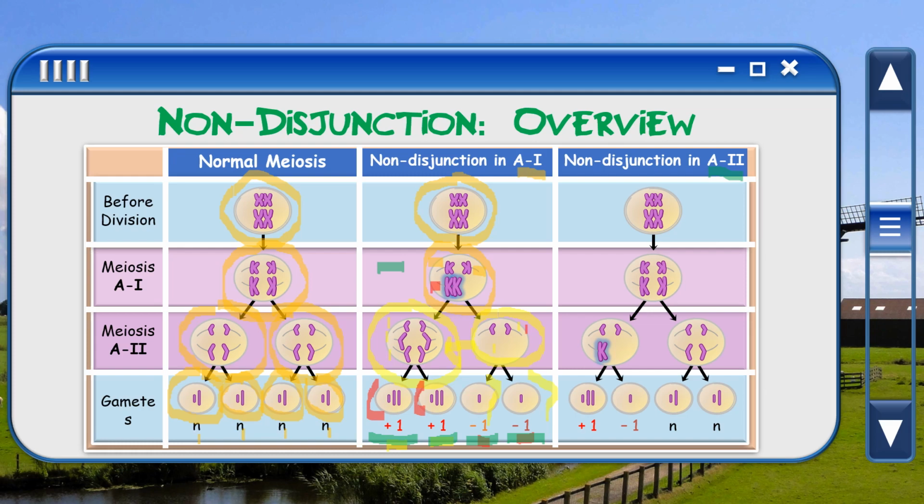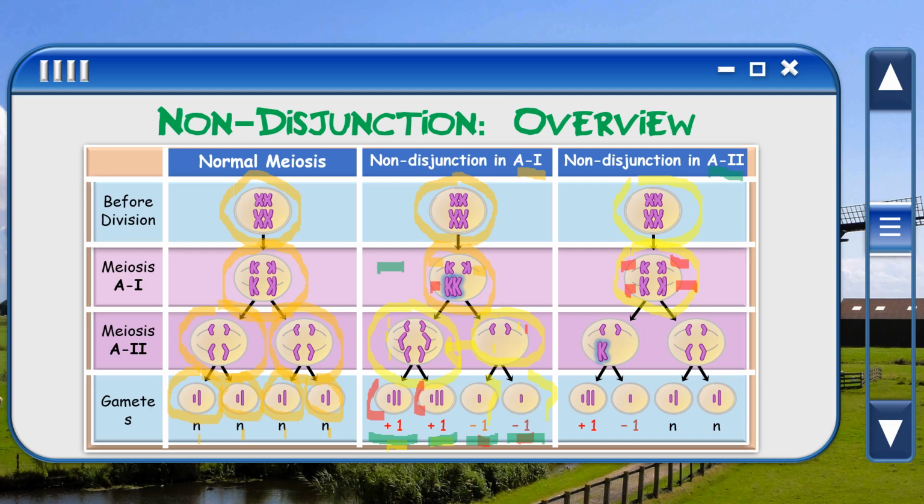In the beginning, before division, we have our homologous chromosomes moving together. We come to meiosis 1, anaphase 1. Here we are seeing that the homologous chromosomes are moving to different poles. This one is moving this way, this one is moving this way, and this one is also moving this way, which is normal.